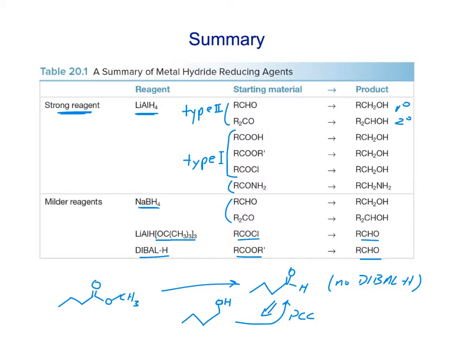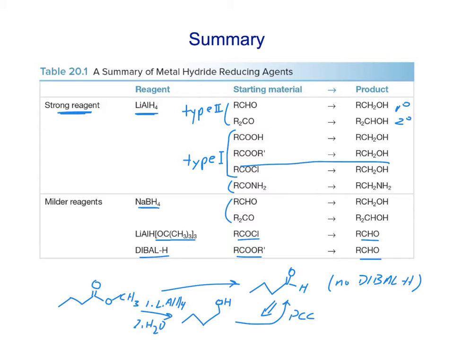Okay? How can we convert the ester to the primary alcohol? A reduction reaction, right? Look at the table up there. Lithium aluminum hydride. It's right here. So we can use lithium aluminum hydride followed by water, which reduces the ester to the primary alcohol, and then we can oxidize it back to the aldehyde.